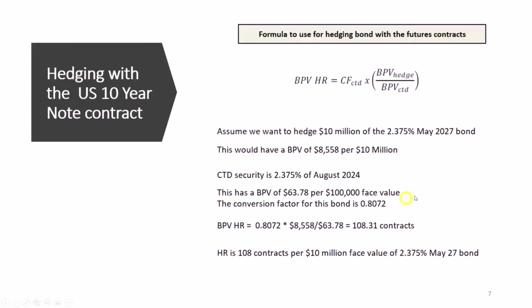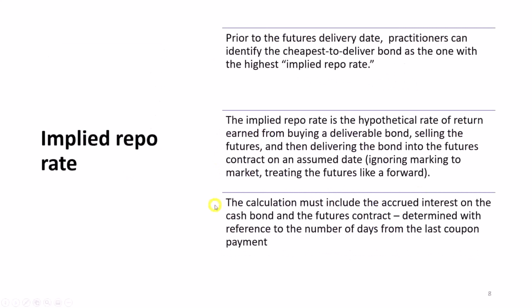What's on the screen now is essentially what I've just covered within Excel. I want to talk a little further about the implied repo rate. So prior to a particular futures delivery date, market participants, practitioners can identify the cheapest to deliver bond, which you can see why that is important with regard to the hedge ratio, as the one with the highest implied repo rate. The implied repo rate is the hypothetical rate of return earned from buying a deliverable bond, selling the futures, and then delivering the bond into the futures contract on some assumed date.